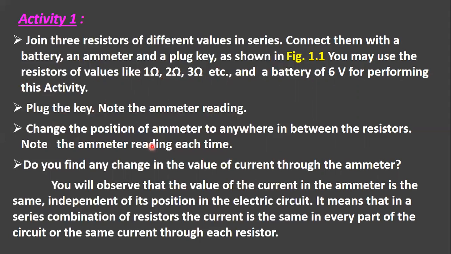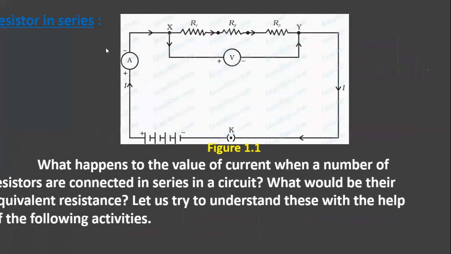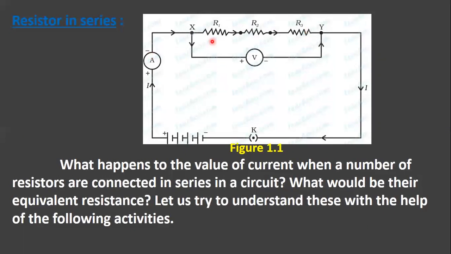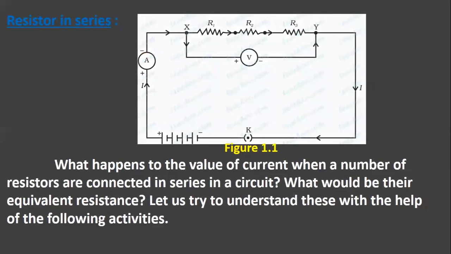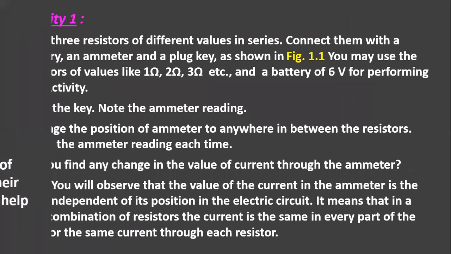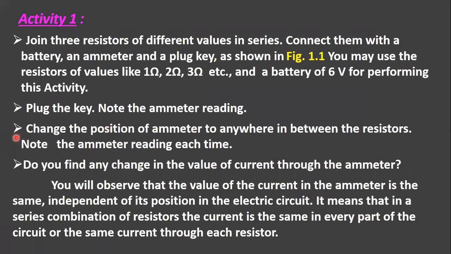Now, change the position of the ammeter to anywhere in between the resistors. See, here this is the ammeter. You can change the position here in between the resistors, and again you note down the reading each time. Do you find any change in the value of the current through the ammeter?